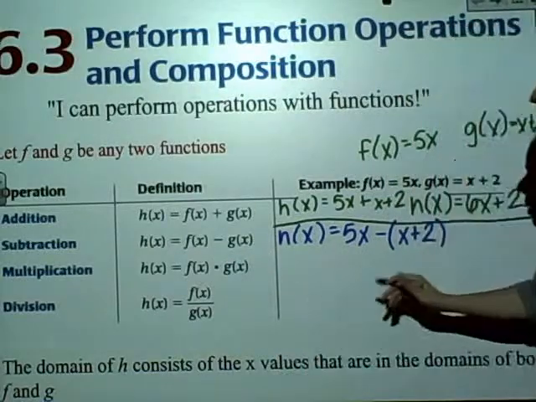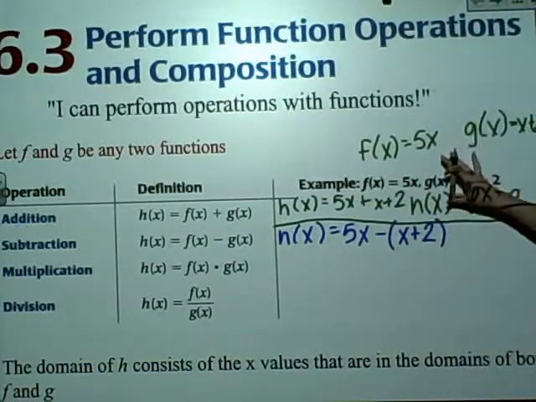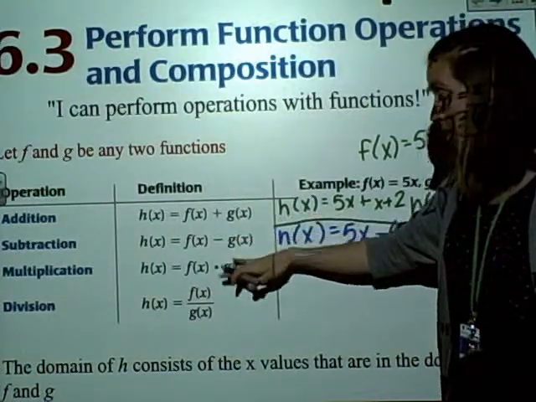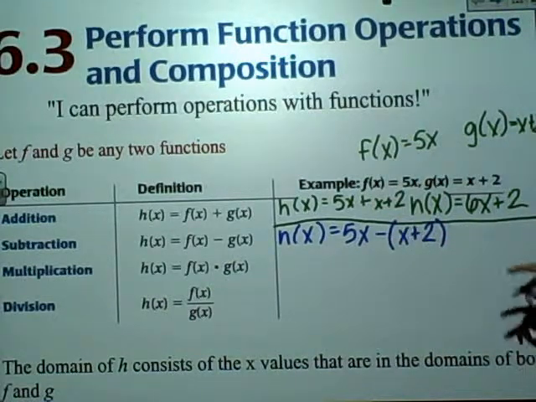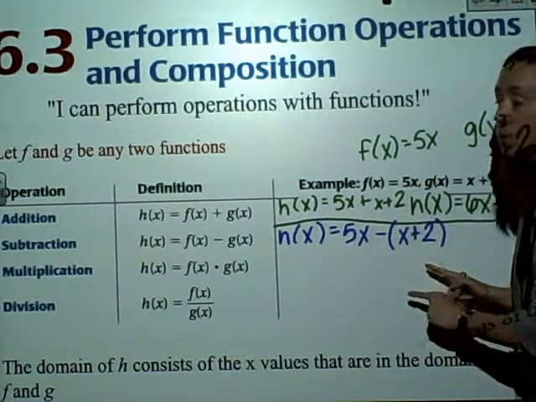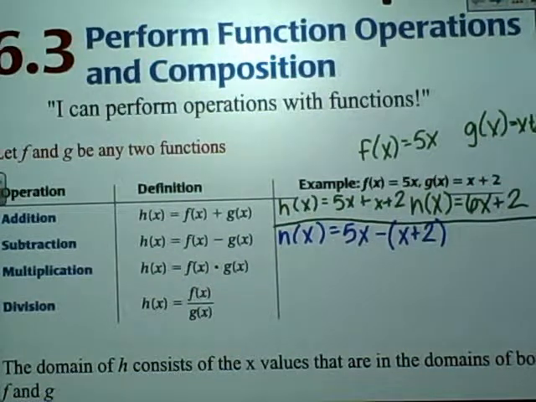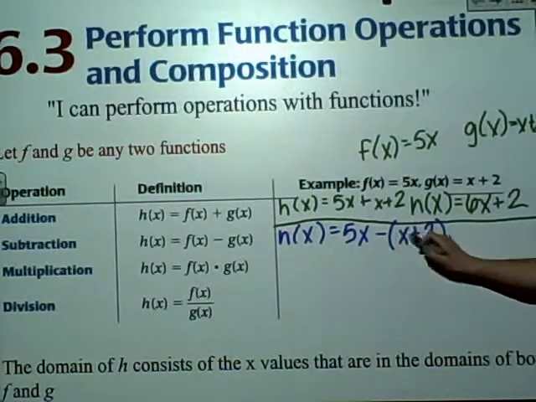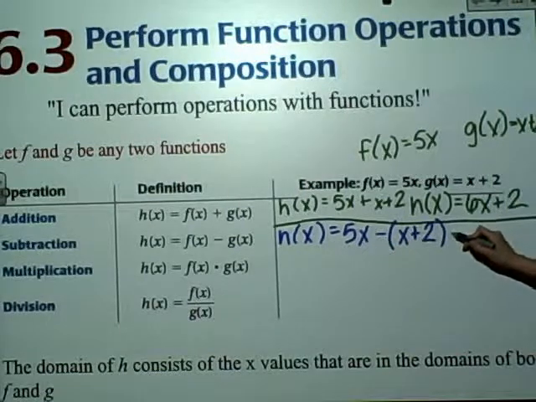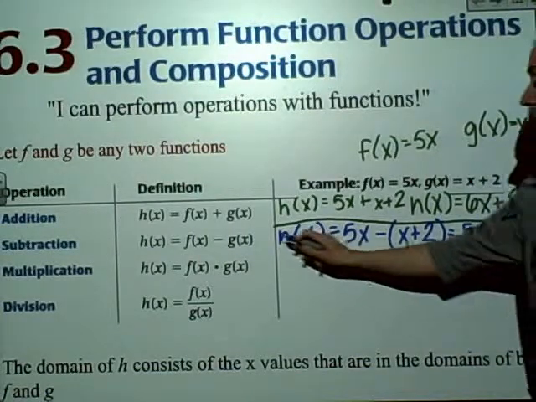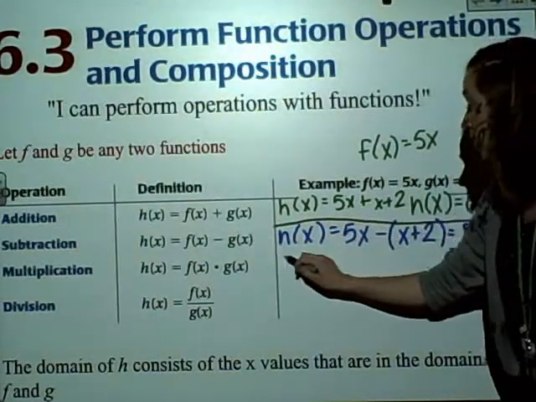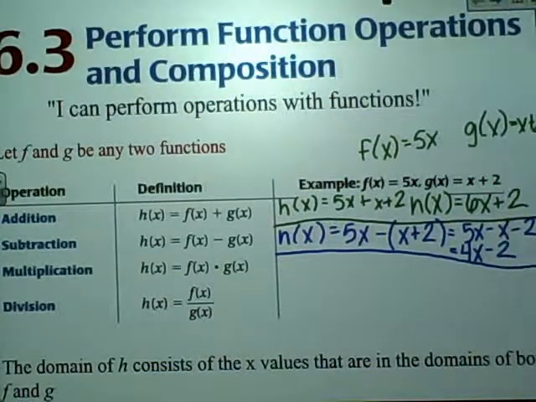In problems, you're going to be given f of x and g of x, and it's going to tell you to add them, subtract, multiply, divide. All you do is exactly what it says. Keep it very literal. Just be careful to put parentheses around when you are subtracting. Okay? So we distribute our negative. That gives us 5x minus x minus 2, which leaves me with 4x minus 2. So when you subtract f of x and g of x, you end up with 4x minus 2.